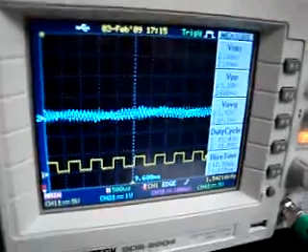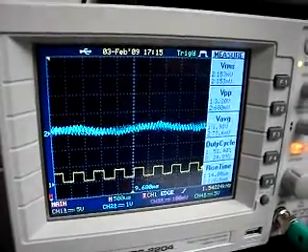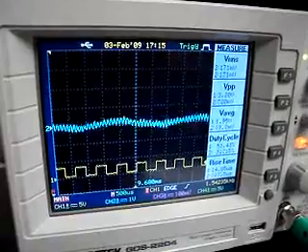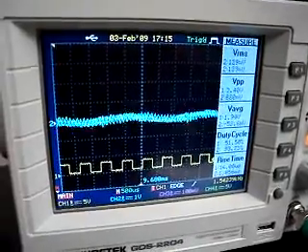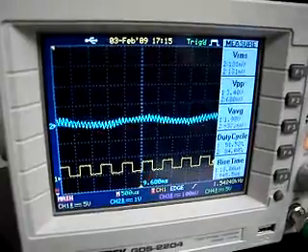The bottom waveform is the step signal coming from a pulse generator. The top waveform is the current through one of the phases to the motor. And you can see right now the current's very, very low. It's under 200 milliamps RMS.